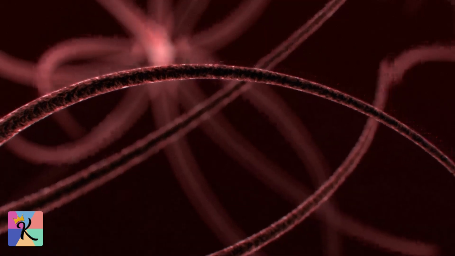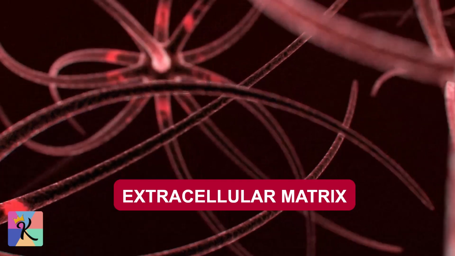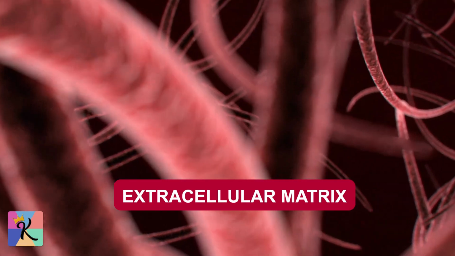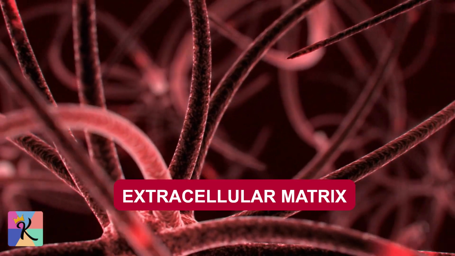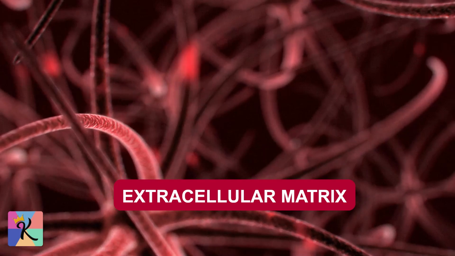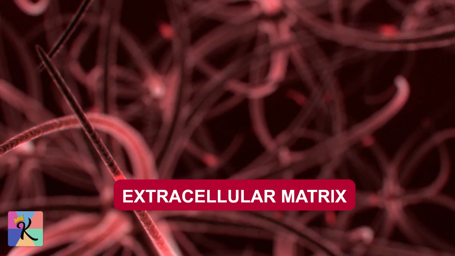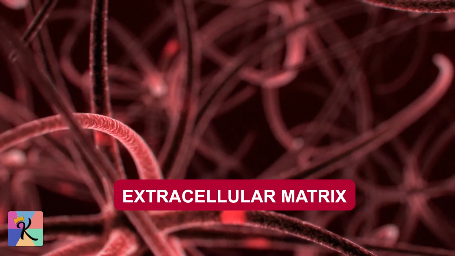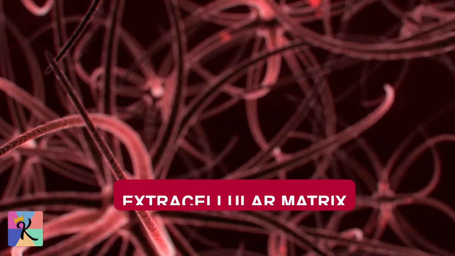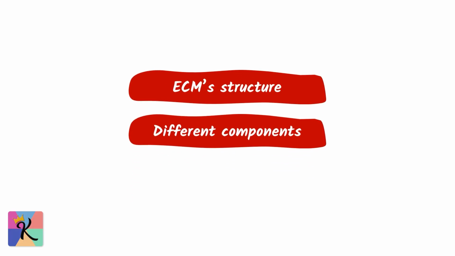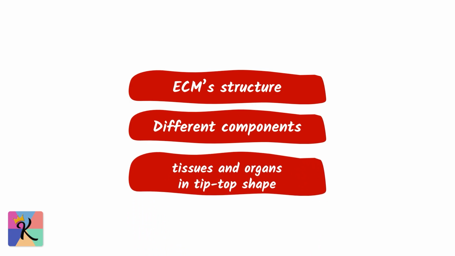Hey there! Today we're exploring the fascinating environment surrounding our cells, known as the extracellular matrix, or ECM. Think of it like a neighborhood where all the cells live. Just as homes sit within yards and streets, each cell sits within this matrix that helps them connect, communicate, and function. By the end of this video, you'll have a thorough understanding of the ECM structure, the different components that make it up, and why it's so crucial for keeping our tissues and organs in tip-top shape.